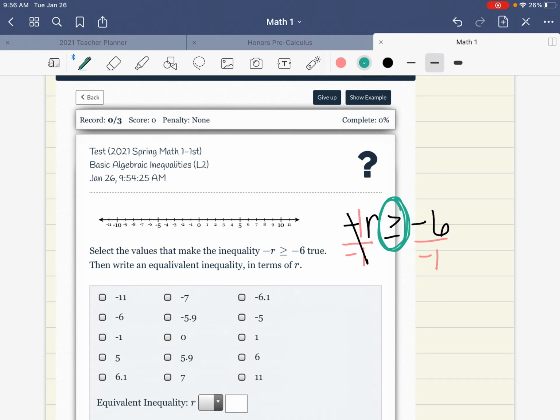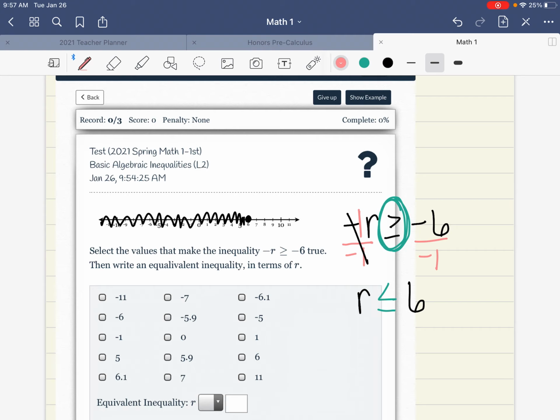I cannot express enough that when you're dividing or multiplying by a negative value, you have to flip your sign. So r, instead of being greater than or equal to, is now going to become less than or equal to, and then negative 6 divided by negative 1 is going to be positive 6. So if we're looking at it on the number line, it's equal to, so it's going to be a solid dot at 6, and then less than, we're going to shade to the left. So any value that falls in that number line in that shaded area is going to be a solution to that inequality.